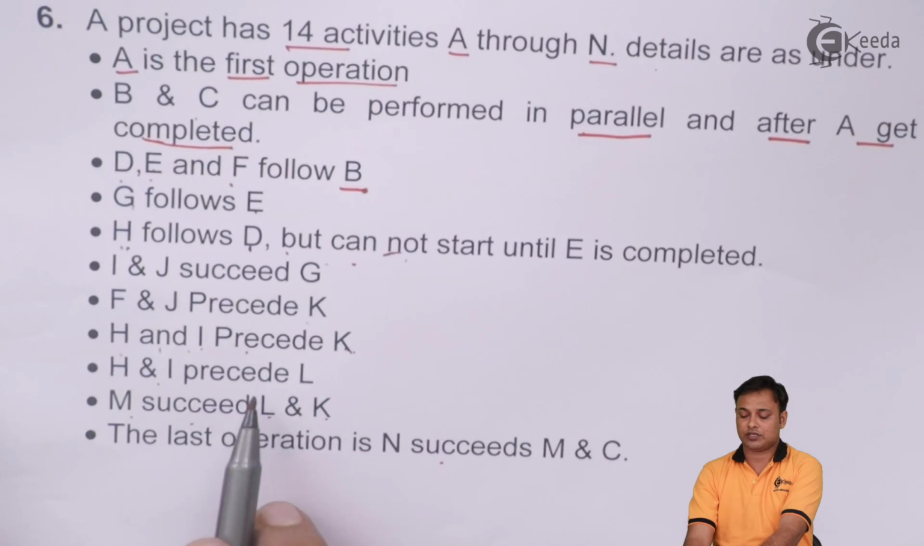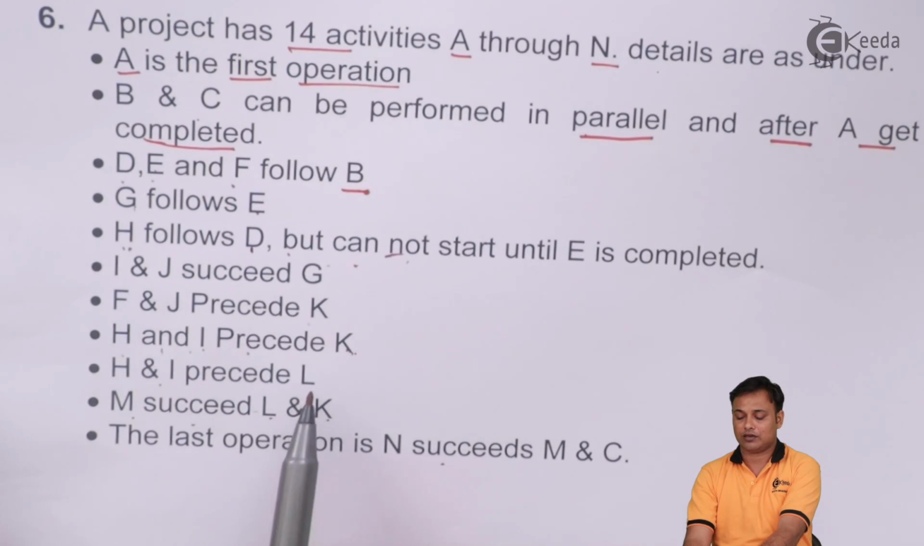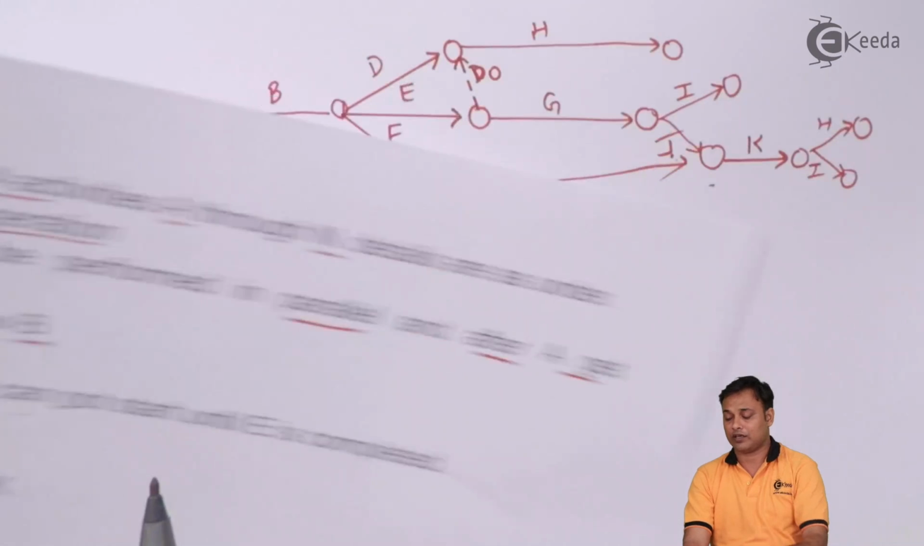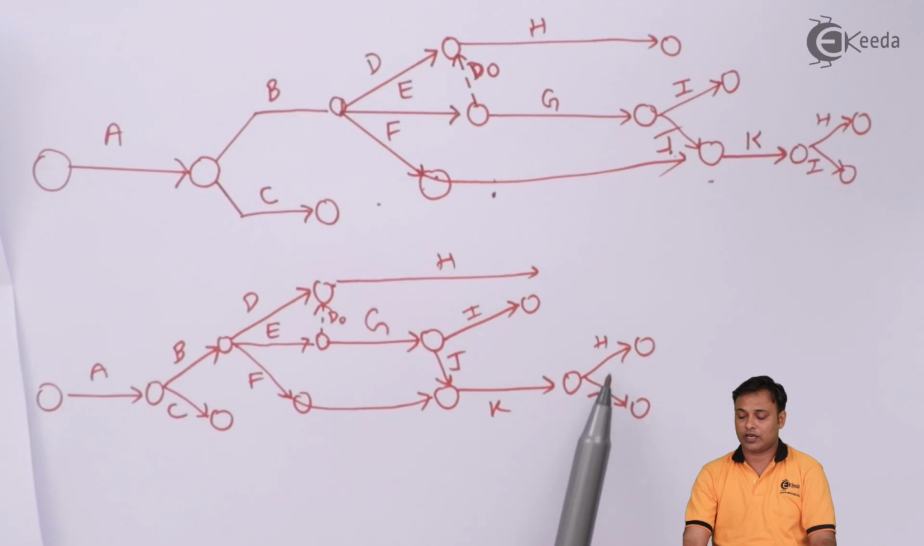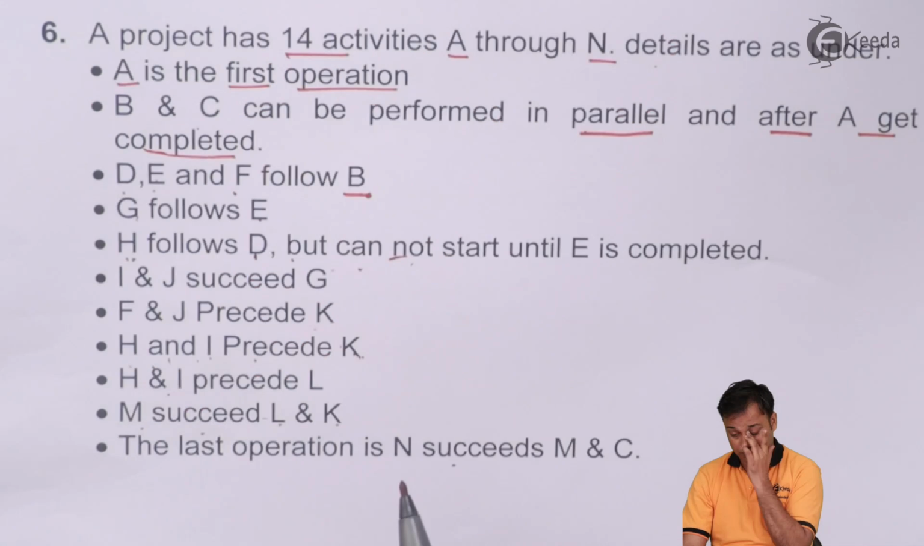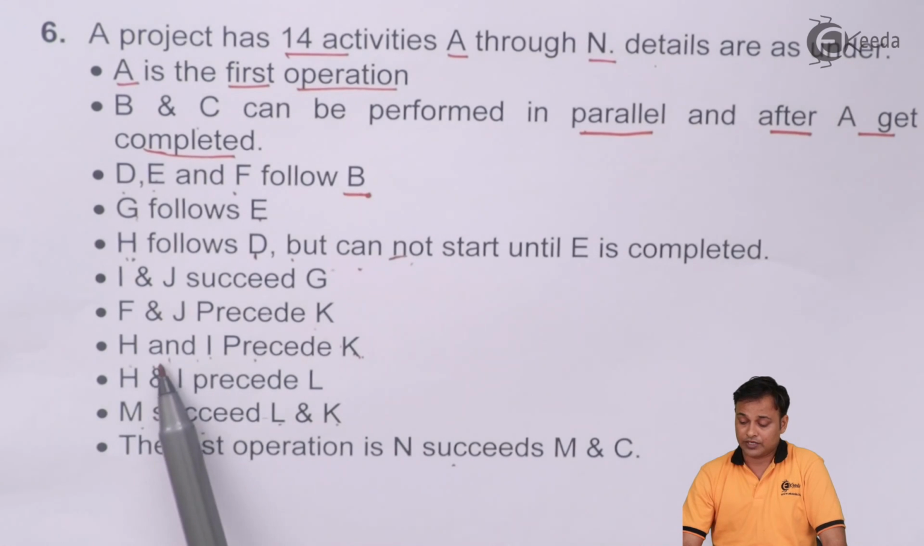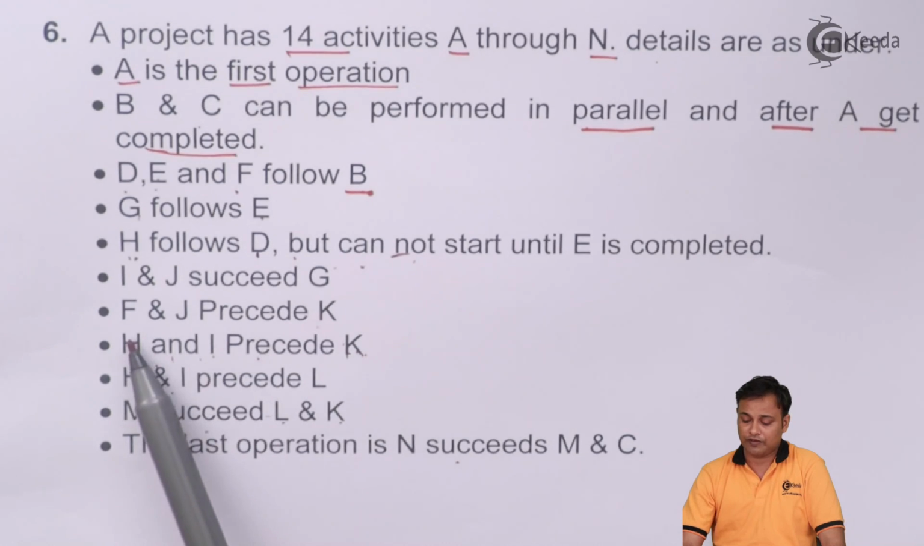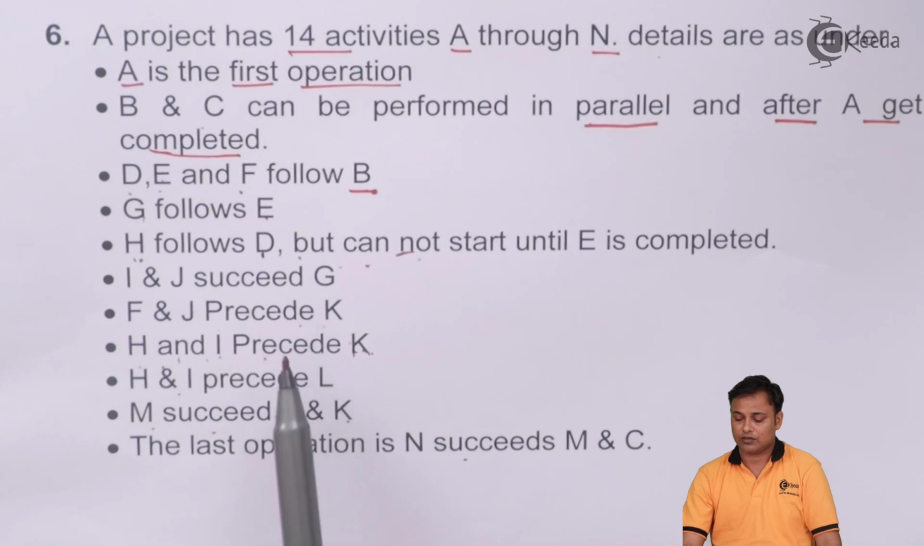H and I precedes L. H and I precedes K. So H and I precedes L also. Where is my L now? If you look carefully in the problem, H and I precedes K, F and J precedes K.